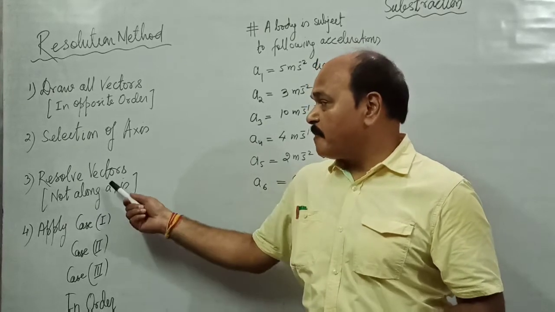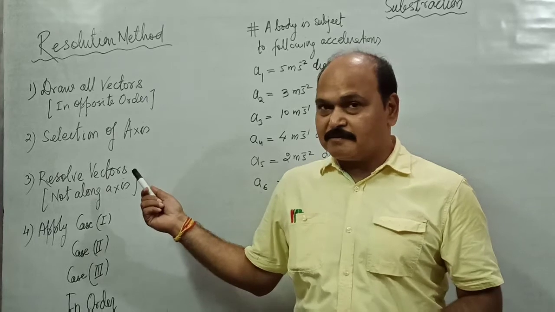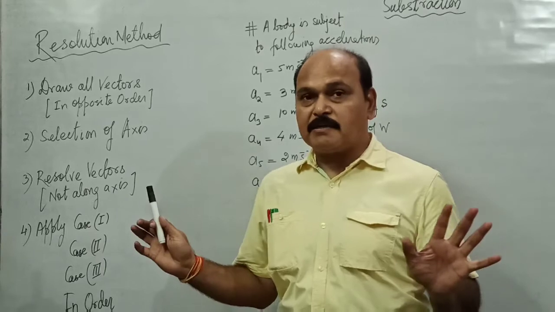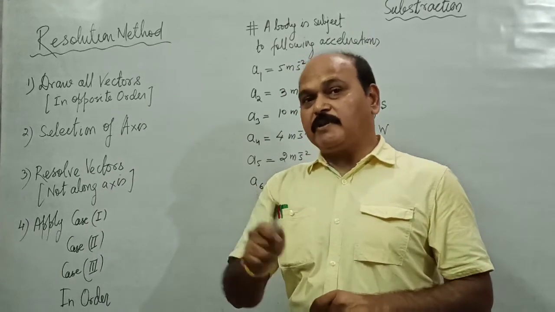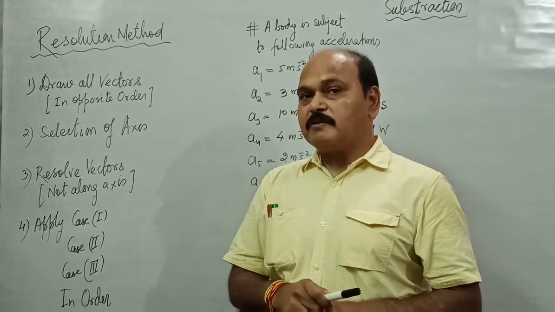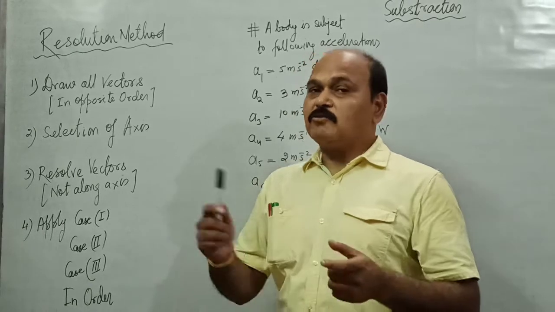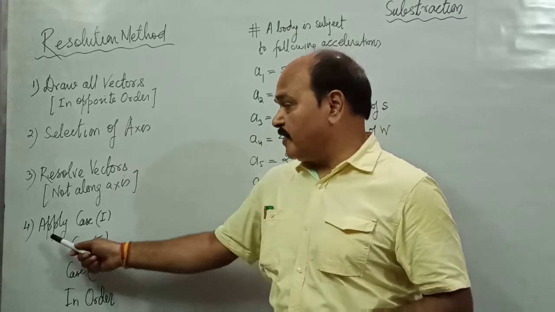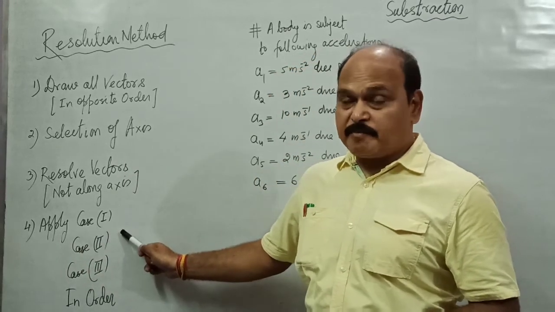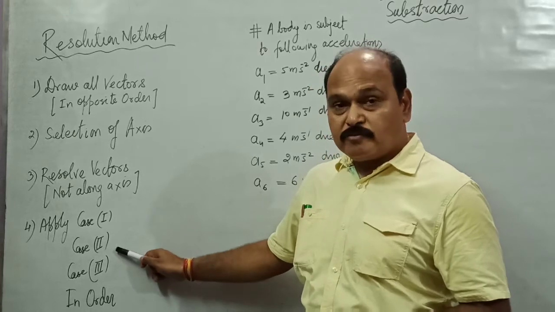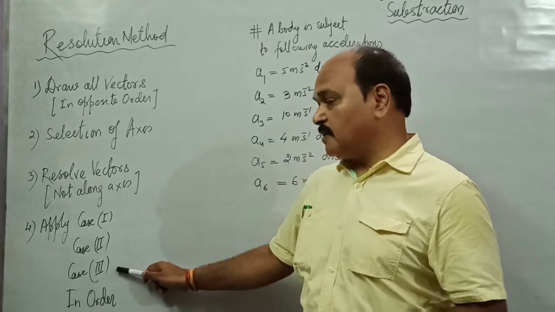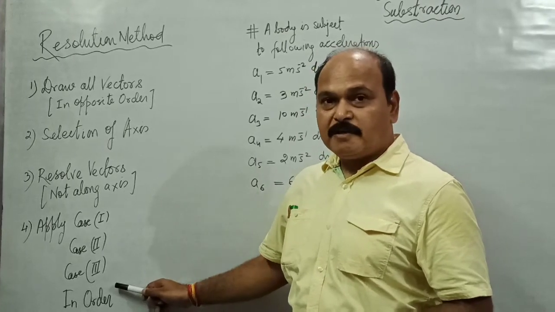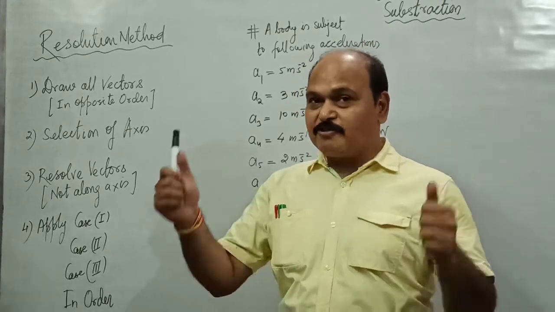The third step is to resolve all vectors. All the vectors which are already along an axis will remain as they are. But the vectors which are in between the axes have to be resolved into their sine and cosine components. And after resolution, we apply case 1, that is parallel vectors, then case 2, and then case 3, in this order. And once case 3 is over, we get to know the vector sum.